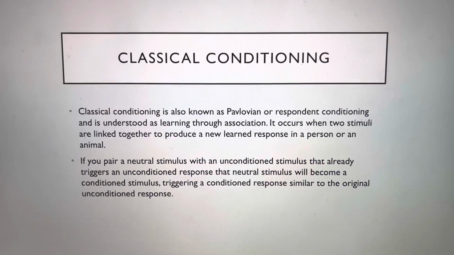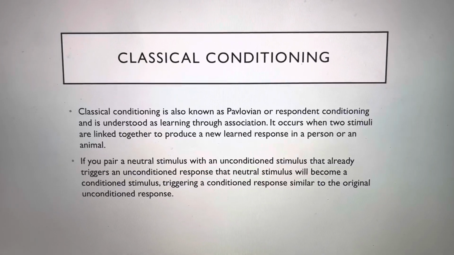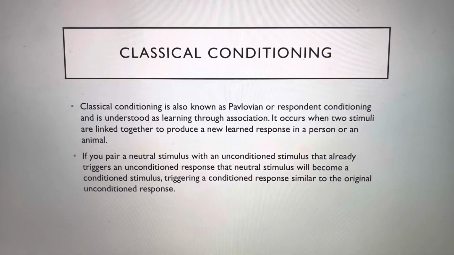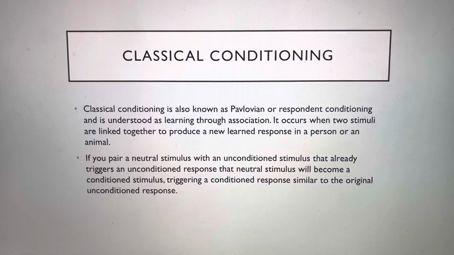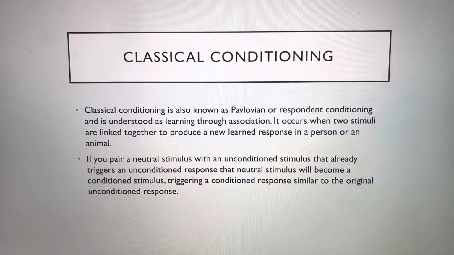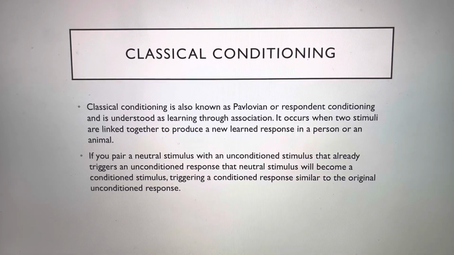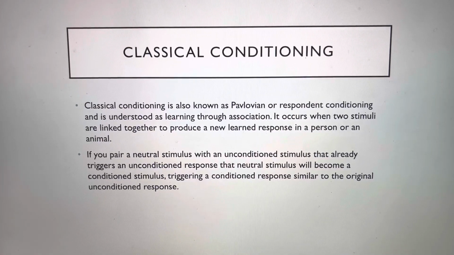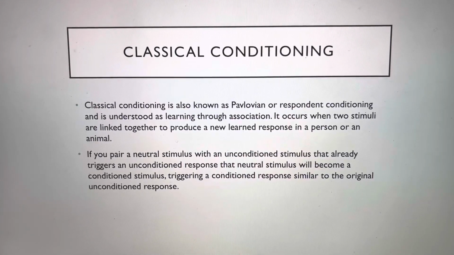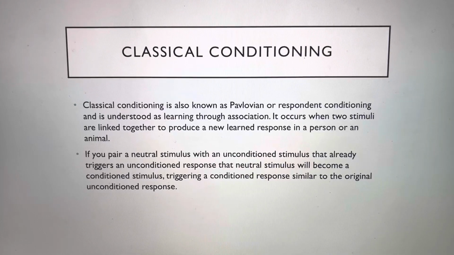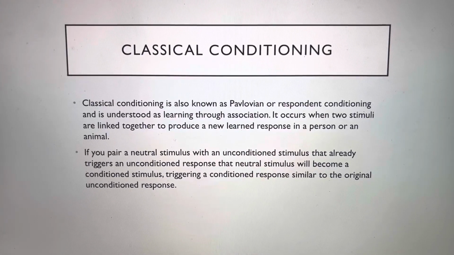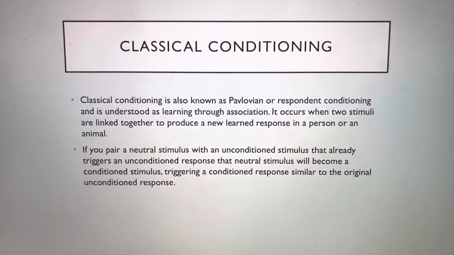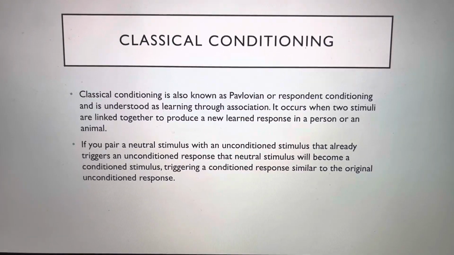Classical conditioning is also known as Pavlovian or respondent conditioning, and it is understood as learning through association. It occurs when two stimuli are linked together to produce a new learned response in a person or an animal. If you pair a neutral stimulus with an unconditioned stimulus that already triggers an unconditioned response, which would be an innate behavior, for example, when a dog salivates, that's something that is not learned, then the neutral stimulus will become a conditioned stimulus, and it will trigger a conditioned response, similar to the original unconditioned response.